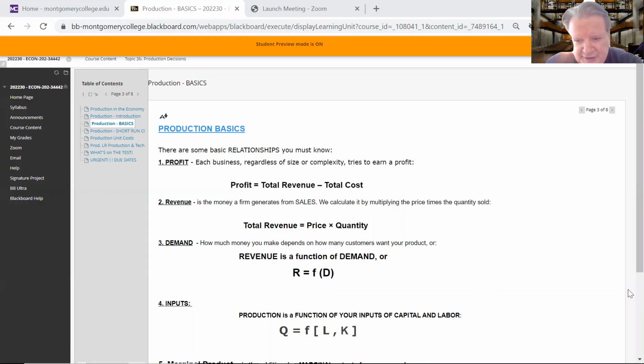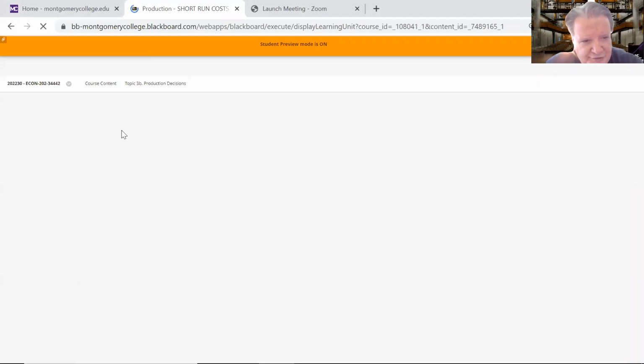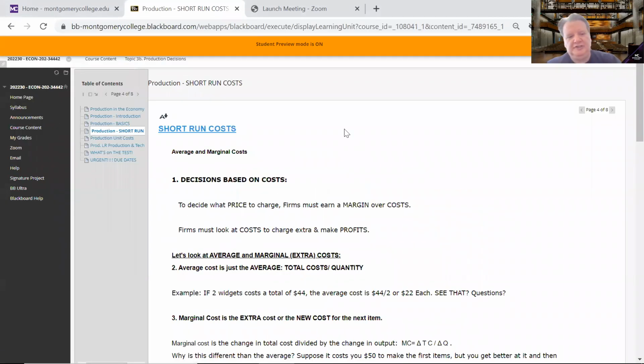We talked about the basics of production, and now we want to move on to short-run costs, which will determine how much you can make. Remember, these are numbers that will go on your production possibilities curve. But suppose you picked how many units you'd like to make. Let's see how much it's going to cost you.